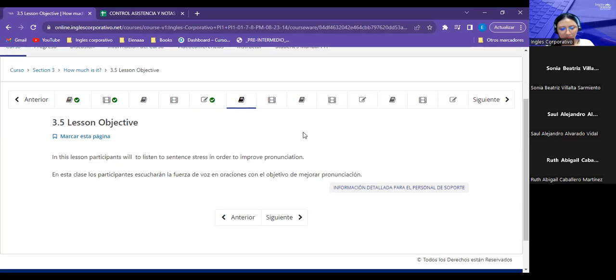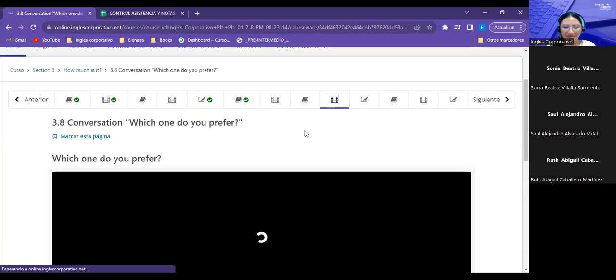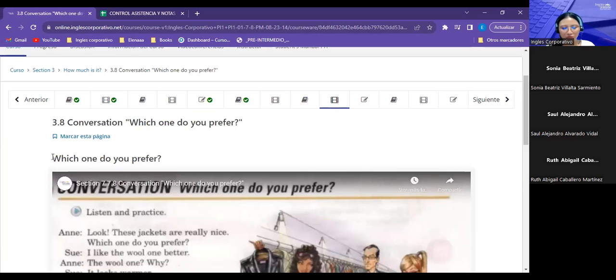Here we go. Nos tocaría... Ahí está. Si se fijan, es una conversación. This is a conversation. What's the title of the conversation class? What is the title? ¿Sí? ¿Cómo se llama la conversation? What's the title of the conversation?